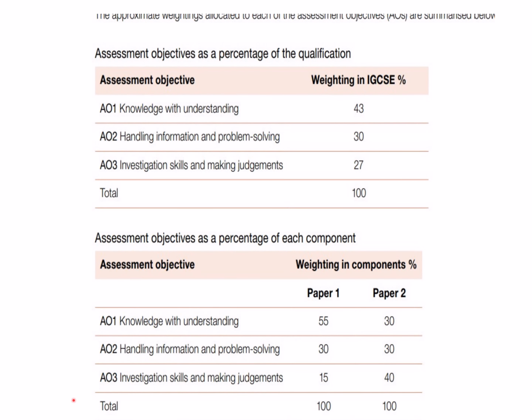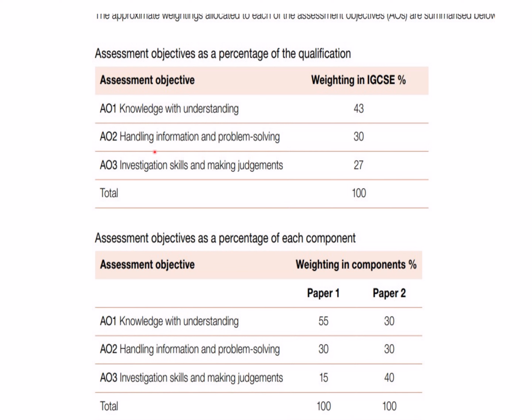In this slide, we are going to discuss assessment objectives as a percentage of the qualification. Here are the assessment objectives and here is the weightage of each objective. The first, assessment objective 1, knowledge with understanding, has a weightage of 43%. This is straight from the textbook. It's your ability to recall facts, definitions, and concepts. It's the biggest chunk of your total grade.